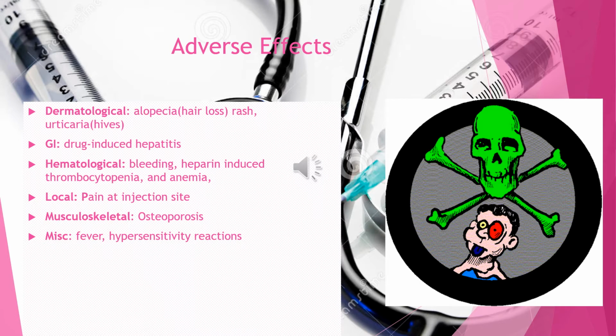Most of the time, when heparin is given as an IV bolus or injection, it can usually cause a lot of pain at the site. So it's very important for nurses, especially when they're giving patients IV, to always check the IV sites for any redness, warmth, phlebitis, inflammation, because all of this can also come from one drug. Heparin can also cause osteoporosis. It can also lead to fever or hypersensitivity reaction.